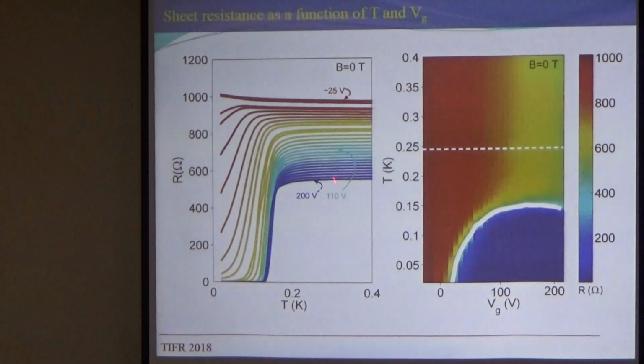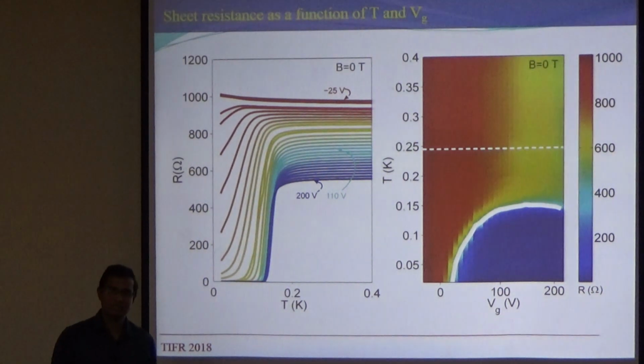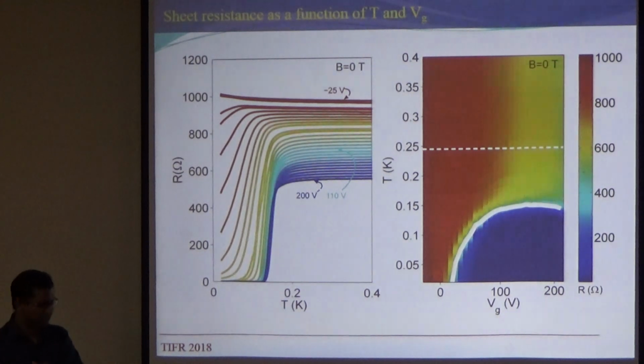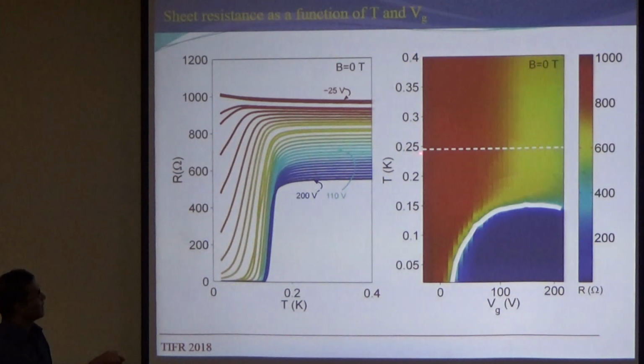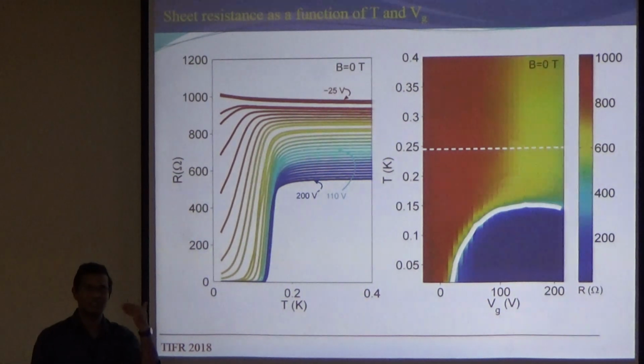And here is the entire phase diagram, which I have plotted in this color plot, where this is the temperature, this is gate voltage, and this blue region is the superconducting region. From now on, all the data that I will be speaking about were taken at this temperature, 250 millikelvin, which is at least 120 millikelvin above the superconducting transition temperature.